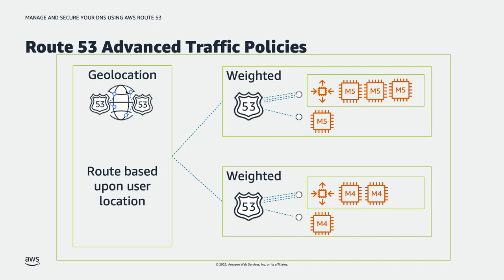You also have advanced traffic policies, and that's where you can combine those routing policies. So you can first check the geolocation, and then based on the geolocation, you can pick one of the regions. For example, this is Ireland, this is North Virginia. You can, for example, say if this user is in Berlin, Ireland will probably be closer.